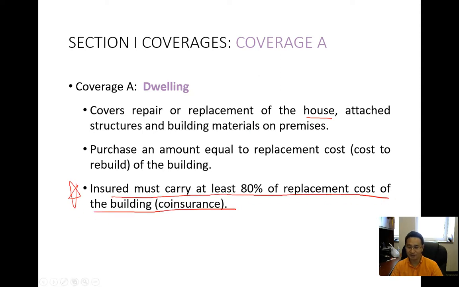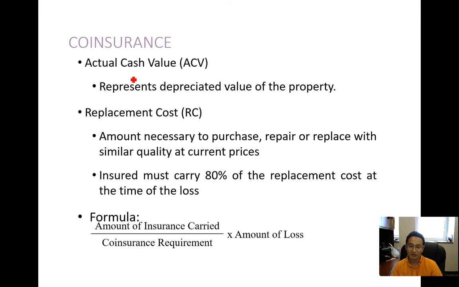You need to insure at least 80% of the replacement cost of the building. Otherwise, you will pay more than what you plan to, or they will pay you less. You need to know that a lot of coinsurance, mainly personal property, is based on actual cash value. For the house itself, it will be replacement cost, and for a lot of personal property, it will be actual cash value. Again, you need to insure at least 80% of replacement cost of the house.